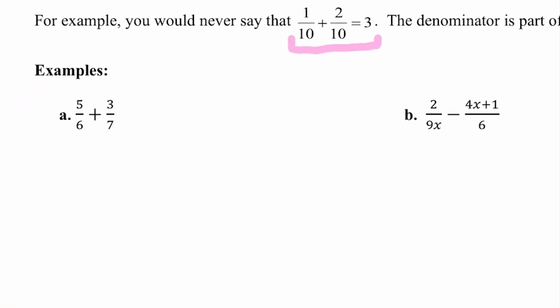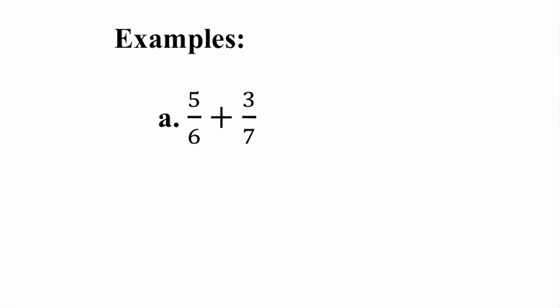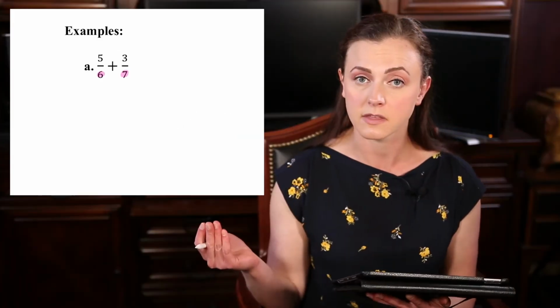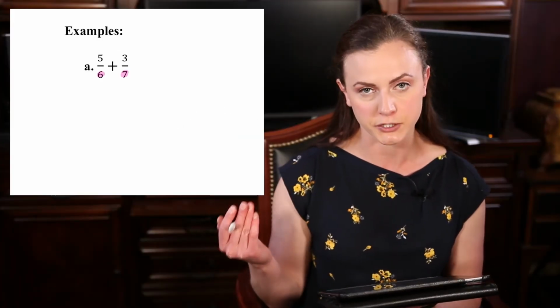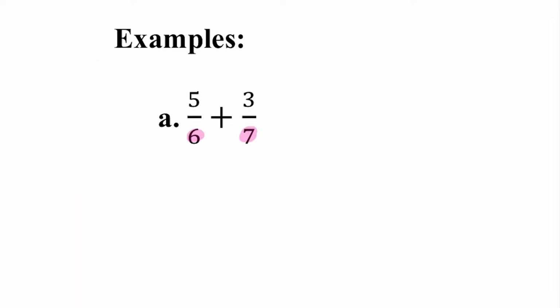So if we look at part A, we have 5 over 6 plus 3 over 7. So we need a common denominator between 6 and 7. So we want the smallest number that both 6 and 7 will go into. And the smallest number that they both will go into is 42. So I know 42 will be my denominator, but how do we get 42?